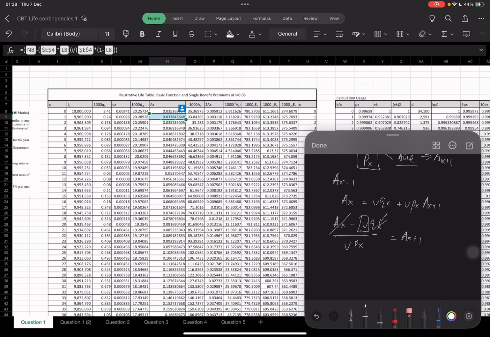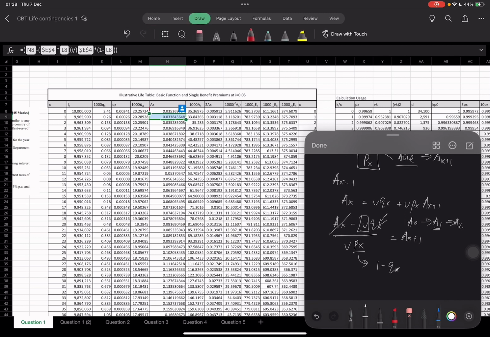If we are looking for Ax plus 1, we have A0, then we can look for A1. If we have A1, we can look for A2. And we have Px here. Px is basically 1 minus Qx.